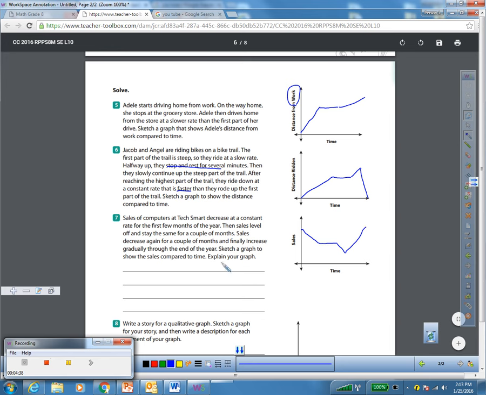So you would go ahead and explain that at the beginning you had a decrease, or a negative slope. In the beginning, I'm just abbreviating here, a zero slope for when sales level off. And then the last part would be your positive slope, the increase at the end.